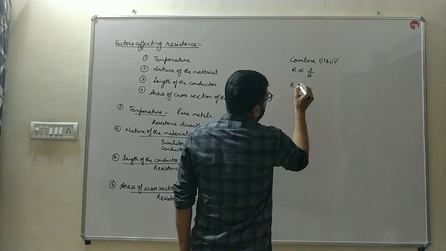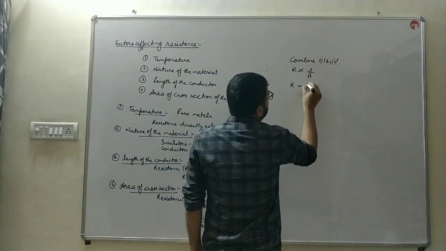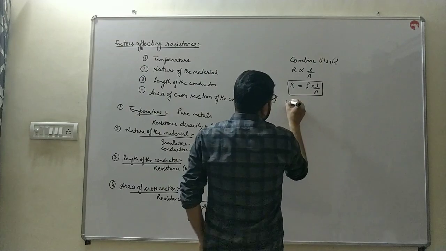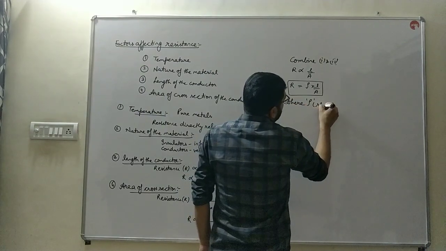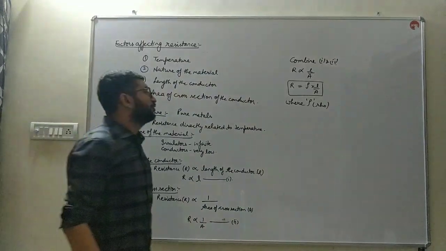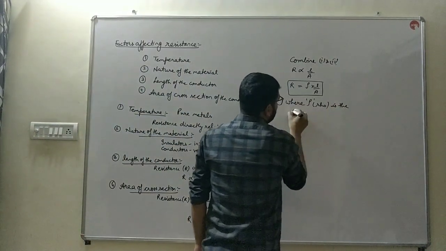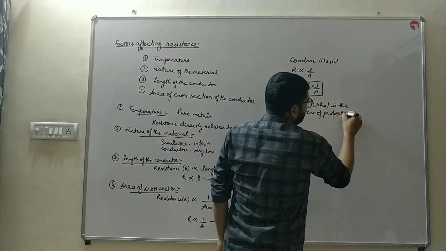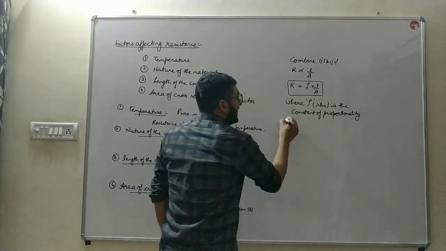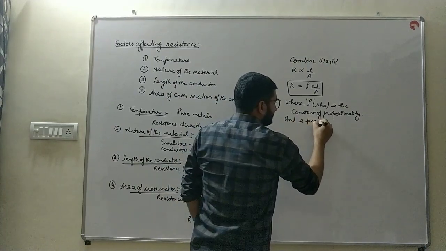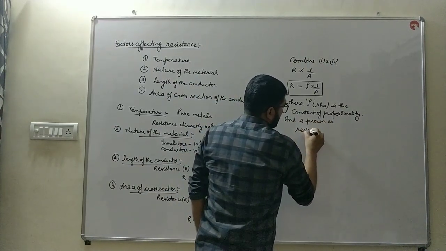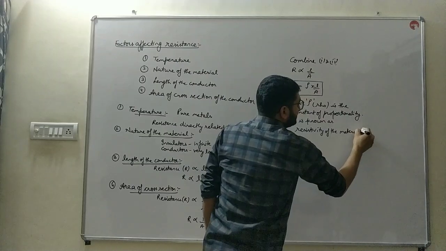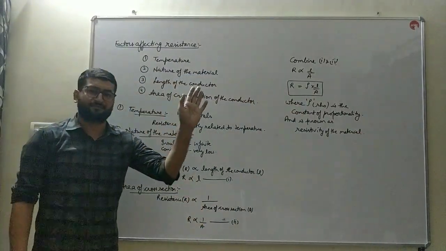When we remove the sign of proportional, we get equals to with a constant, and that constant is rho into L/A. Where rho, it is referred as rho, RHO. Rho is the constant of proportionality and is known as resistivity of the material. Resistivity of the material is always constant.